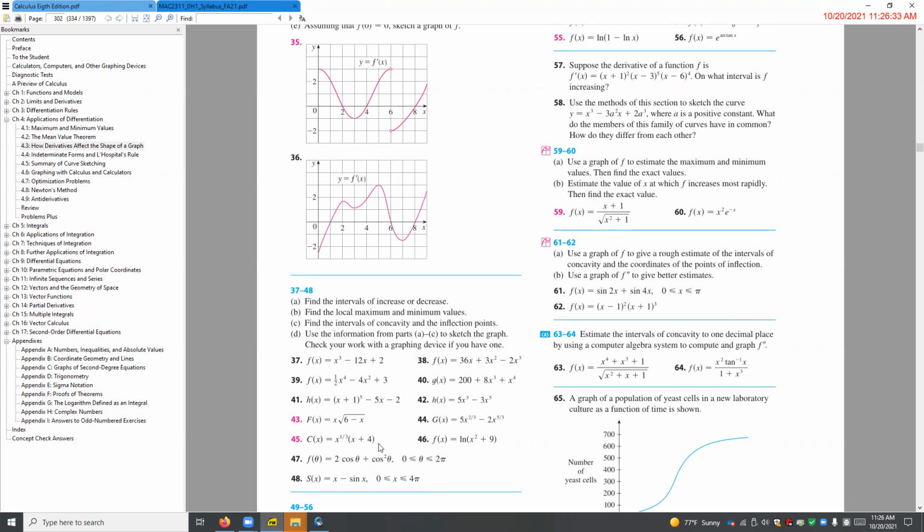Copy this guy down, and then we'll flip back to the doccam. Use increasing, decreasing, maxes, concave up, down, and IPs to sketch the graph of, call it C of X, that's fine. C of X equals X to the 1/3 times X plus 4.